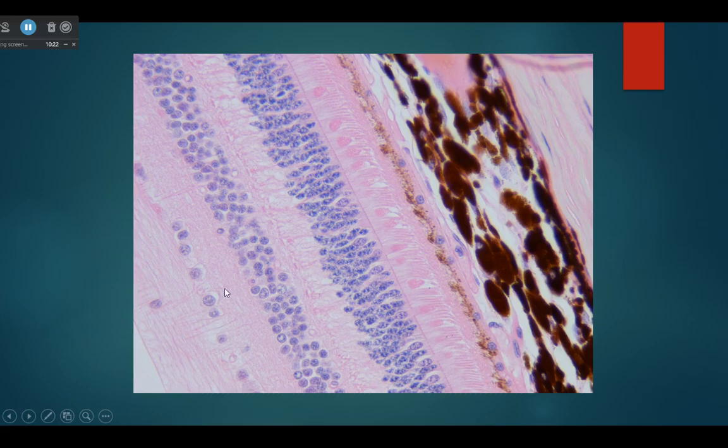This layer here is the bipolar neuron layer. So here's the cell bodies of the bipolar neurons. The dendrites are this way, the axons are this way. And this is kind of the middleman. And here we have the photoreceptive layer.